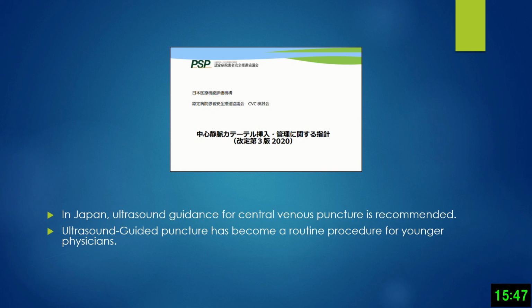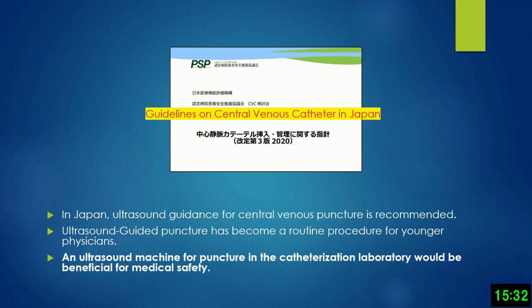By the way, in Japan, ultrasound guidance for central venous puncture is recommended, and ultrasound-guided puncture has become a routine procedure for younger physicians. In preparation for situations where femoral artery puncture can be challenging, we decided to introduce an ultrasound machine for puncture in the catheterization laboratory. It would be beneficial for medical safety.